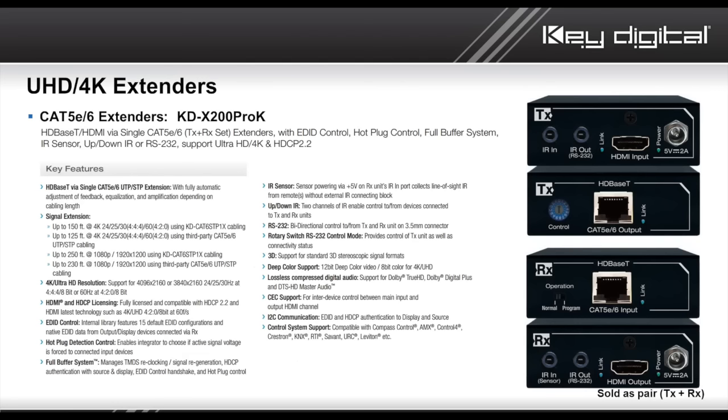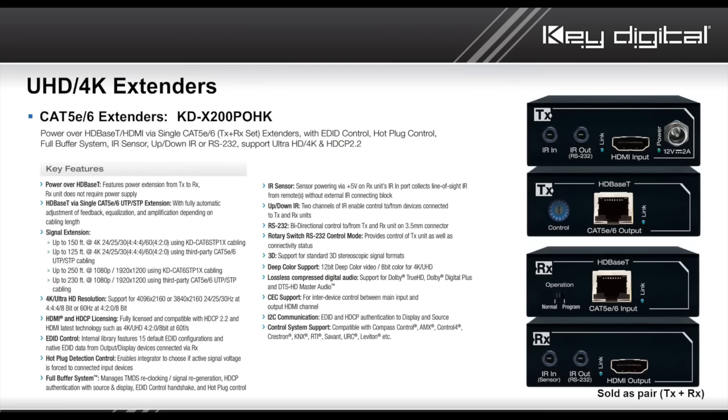Starting with a brand new release that comes in two flavors. These are the KDX200 family. The two flavors it comes in: X200 Pro K. Pro is professional, K is 4K support. We try to make the nomenclature simple. And KDX200 POHK. Power over HDBaseT. The POH means that your transmit side is the only side with a power supply, as you can see in this image.